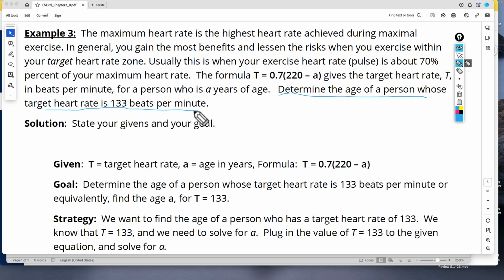So at least now I know, okay, what am I looking for? The age of somebody whose heart rate is 133 beats per minute. So at least I know what I'm looking for. I don't know anything else if that's all I read, but I know that.